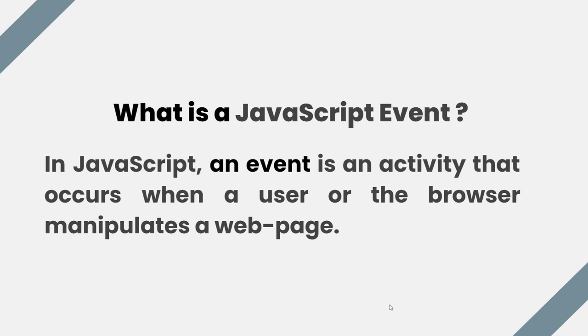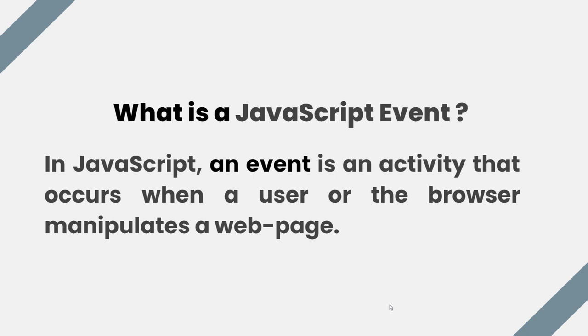So here the event basically is an activity, and you know what an activity is? Something that happens, something that just begins, something that goes on. That is what an activity actually is. And so that's what this event is. And this activity would only occur when a user manipulates the web page. And so by manipulation, we actually mean that the user performs some actions on the web page. And also the browser, when the browser manipulates the web page, an event occurs.